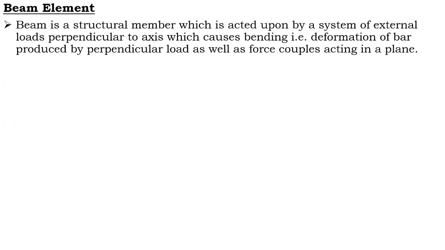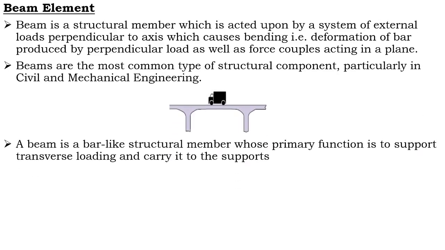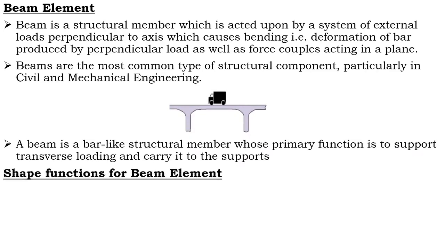Now beam is a long structural member, relatively a smaller cross-sectional area, and it is applied with the transverse loading. So beams are the most common type of structural components particularly used in mechanical and civil engineering. So beam is a bar-like member whose primary function is to support the transverse loading and carry it to the supports. Now we'll move to the shape function for the beam element.